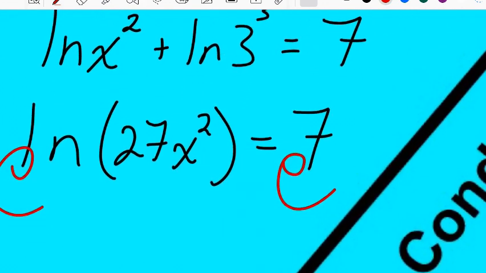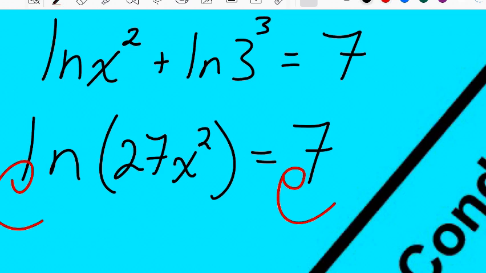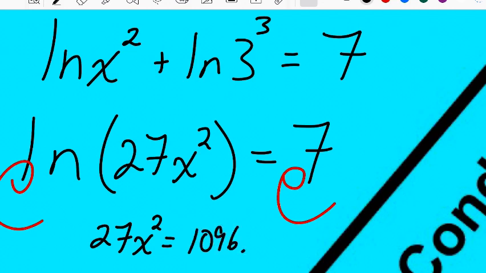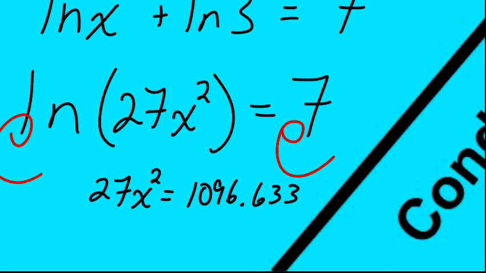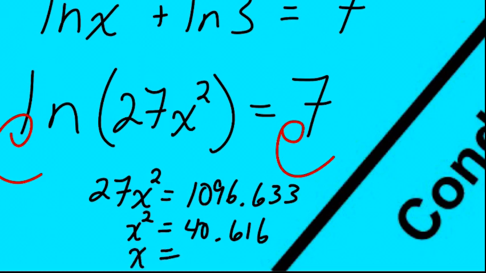Now, e to the 7th is a bit of a larger number, right? So make sure you can do it on your calculator. It's a number in the thousands. After you divide both sides by 27, you're going to end up with 40. And when you take the square root of both sides, you're going to finally end up with x, which is equal to about 6.37.